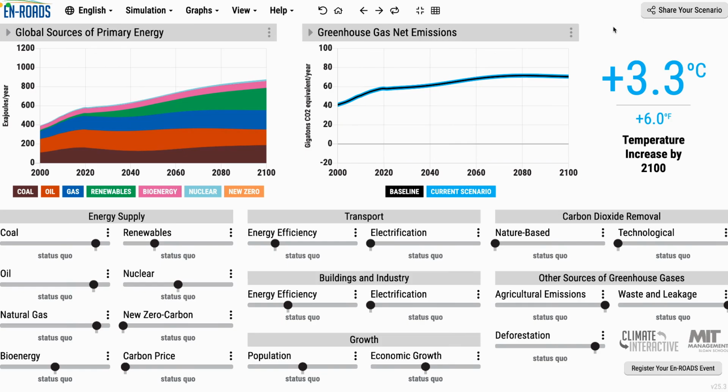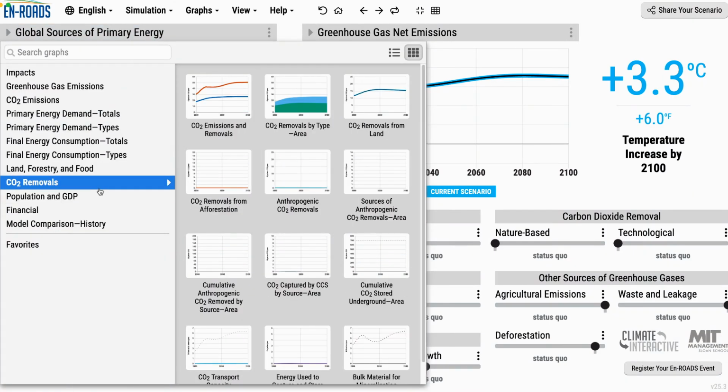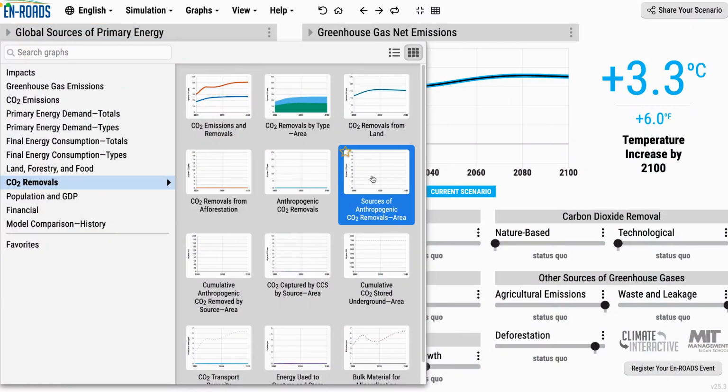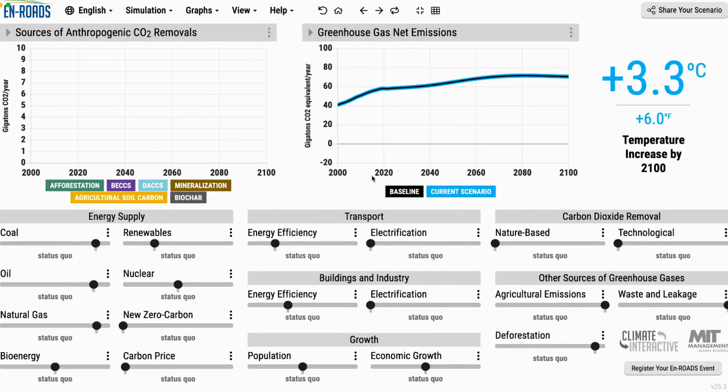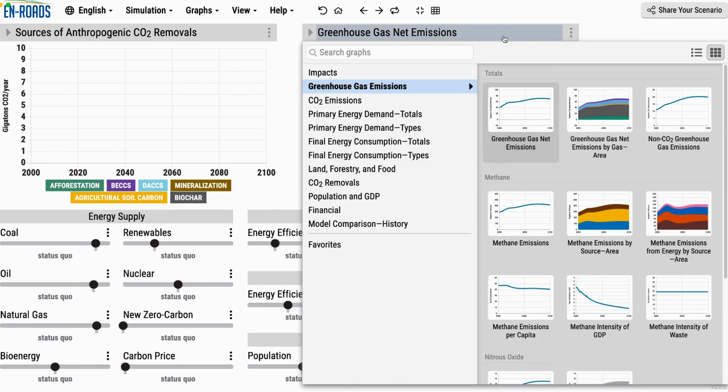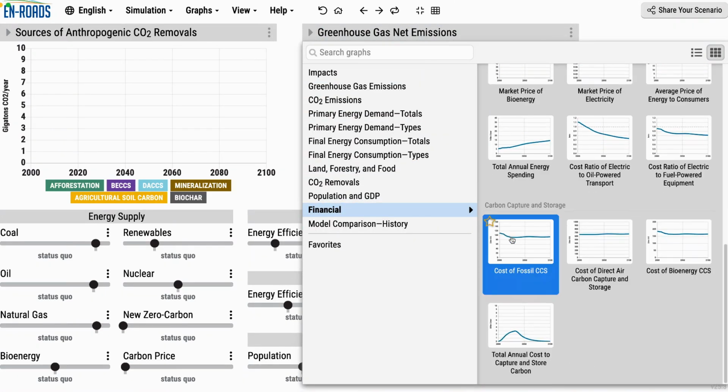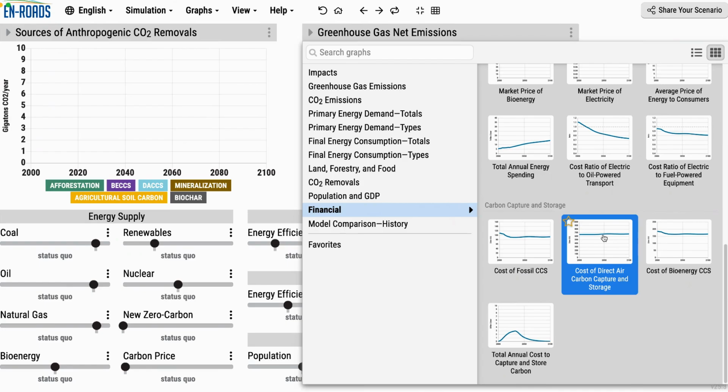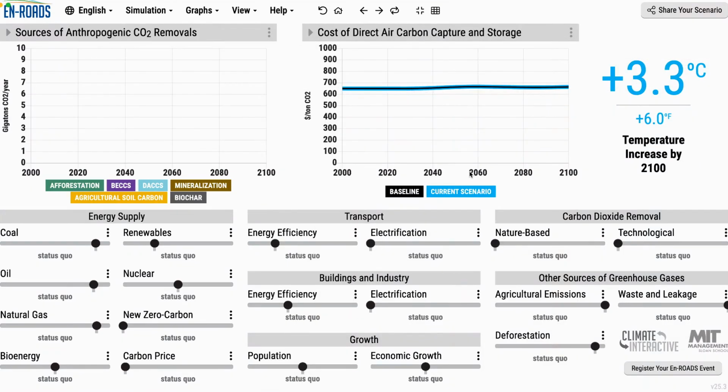Okay, here's how to simulate it in En-ROADS. On the left, pull up under CO2 removals, sources of anthropogenic CO2 removals. It shows 6 different types here. On the right, I want you to look at the overall price. Down here at the bottom, under financial, cost of direct air carbon capture and storage. The slider lives under carbon dioxide removal, technological.